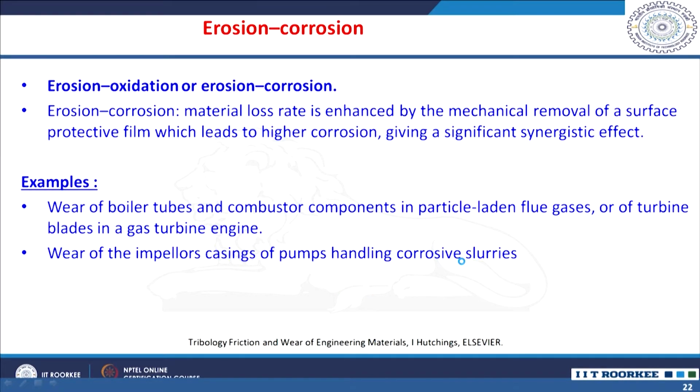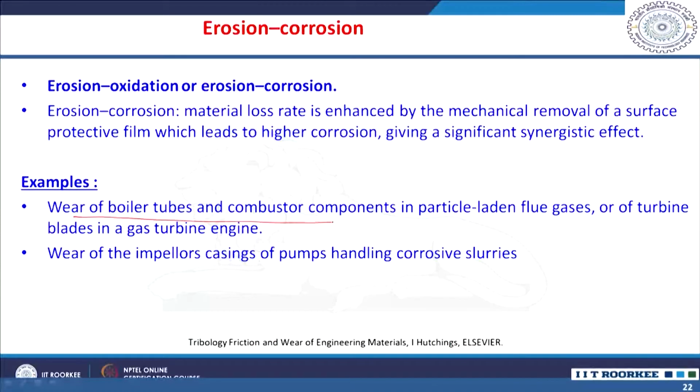Last one. There is a synergetic effect of corrosion and erosion in certain conditions. In high temperature conditions, oxidation or aqueous corrosion conditions, corrosion dominates. So, there is always erosion oxidation or erosion corrosion in certain engineering applications. For example, wear of boiler tubes and combustor components in particle laden flue gases, or of turbine blades in gas turbine engines, wear of the impellers and castings of pumps handling corrosive slurries. In all these conditions you have a synergetic effect of corrosion and erosion.